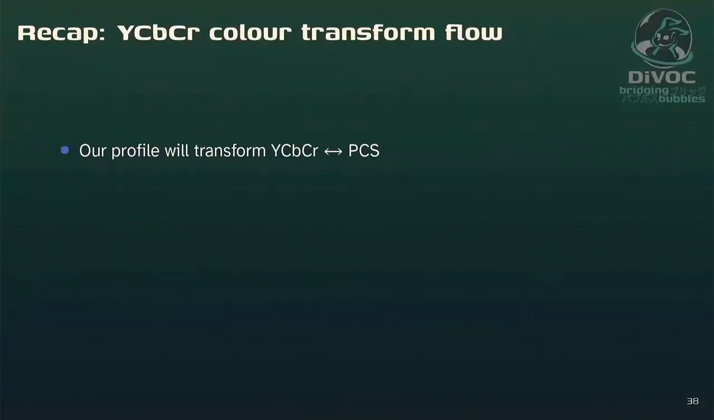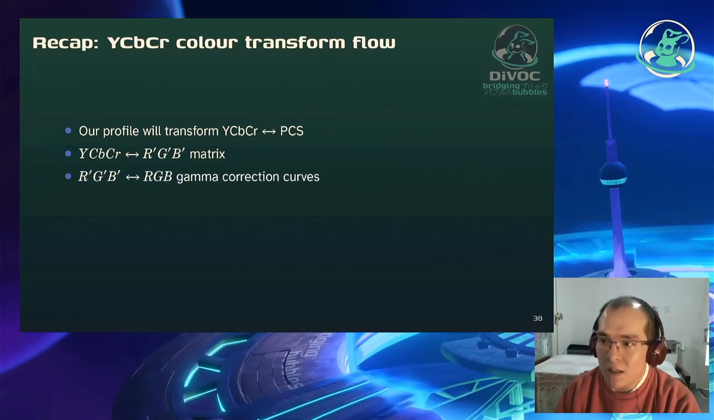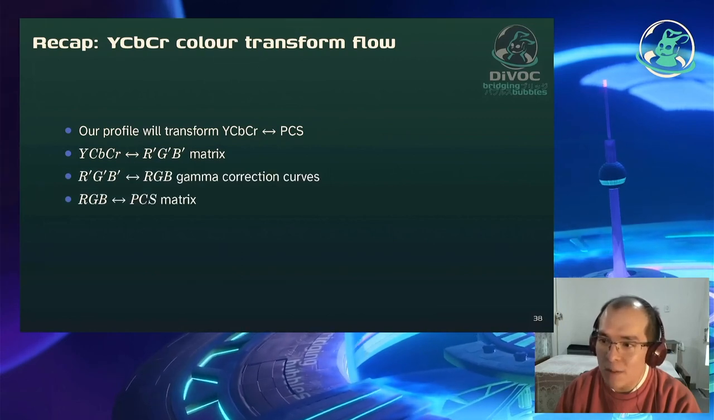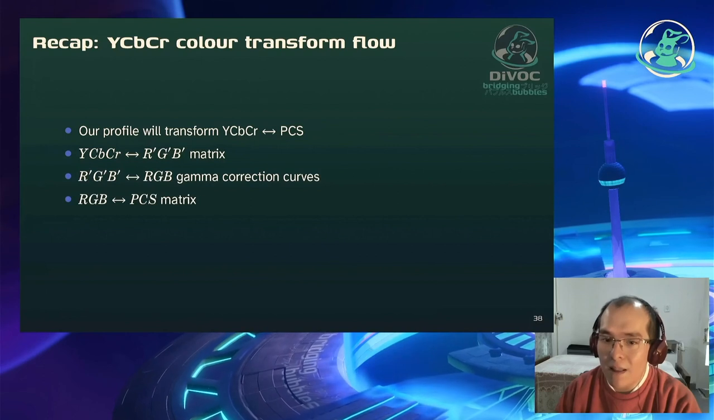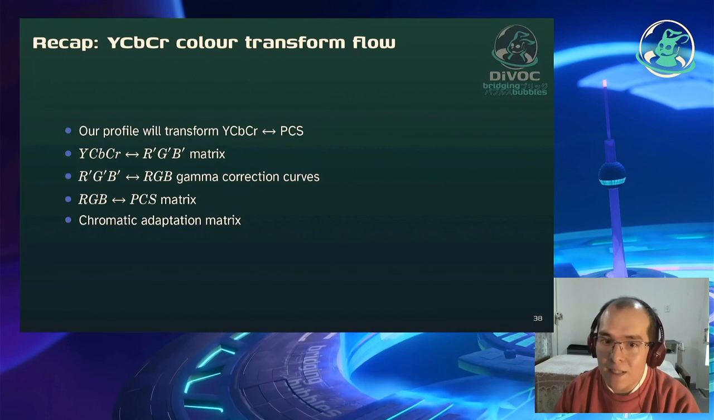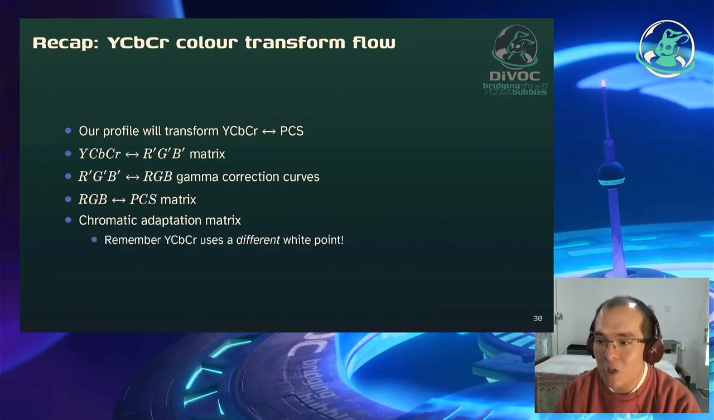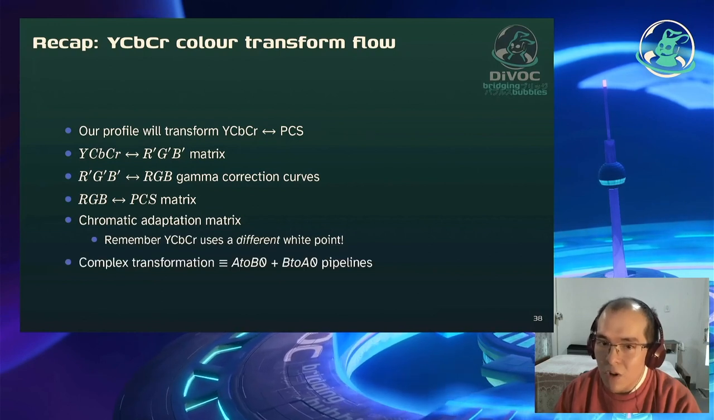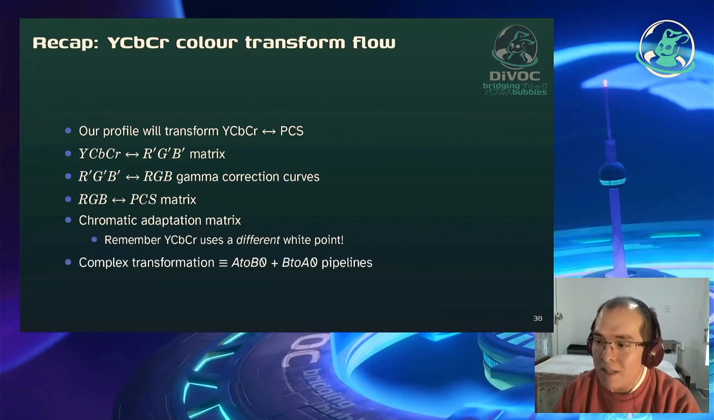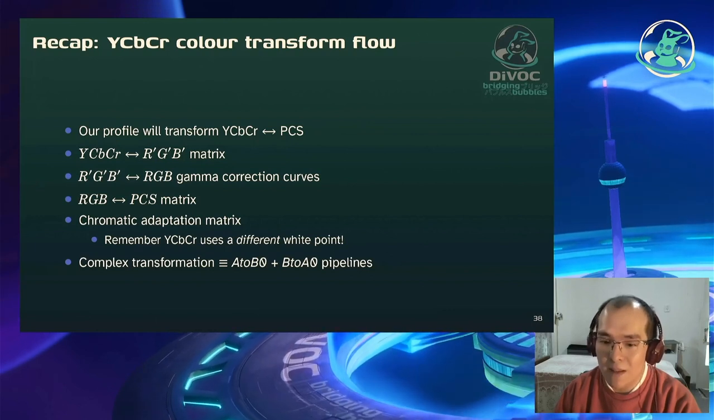The color transformation flow is like this. We go from ICBCR to and from the PCS. We need to apply the color transformation matrix to end up in RGB, then linearize it with the gamma correction curves, and finally apply the transformation to PCS. And of course, because ICC expects D50 and we are operating under D65, we need to use the chromatic adaptation matrix. For this reason, we will be implementing an A to B0 plus the B2A0 color transformation pipelines.